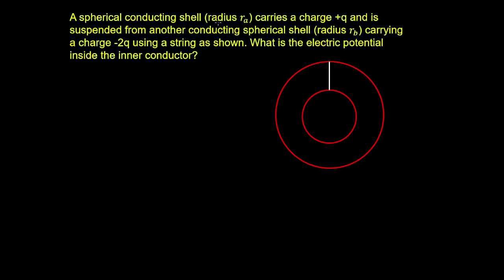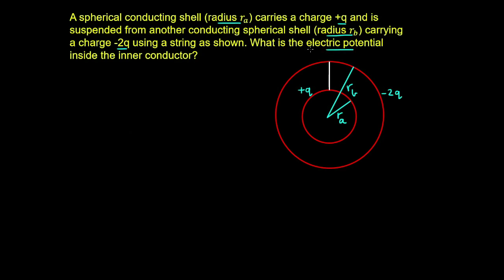A spherical conducting shell with a radius Ra carries a charge plus q and is suspended from another conducting spherical shell, which has a radius Rb and carries a charge of minus 2q. So remember that the excess charge is distributed on the surface of the conductor.